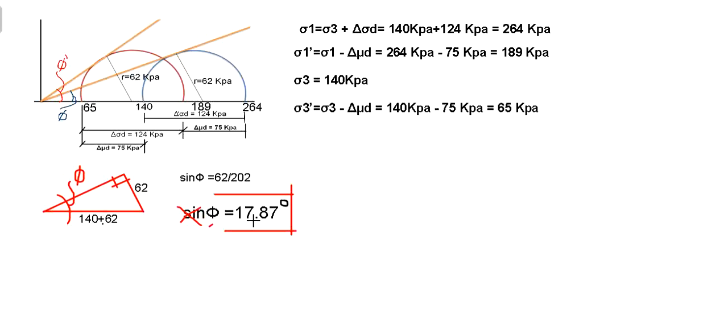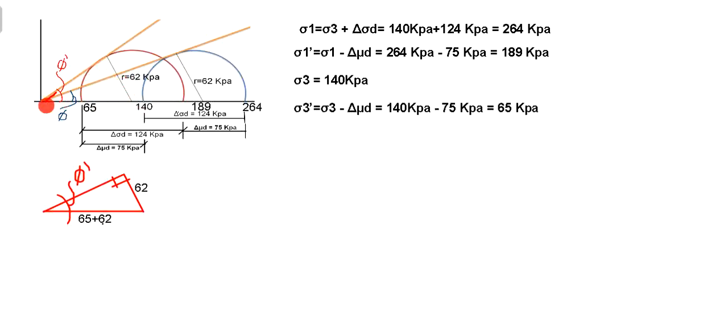So, yan yung sagot sa ating first question. So, for the second question, yung internal friction ng ating drain soil. So, sa drain soil, ito yung kukunin nating triangle sa may drain soil. So, kukunin natin yan. So, angle, that is 62. And then, of course, that is 65 plus yung radius na 62. Yan yung value natin dyan.